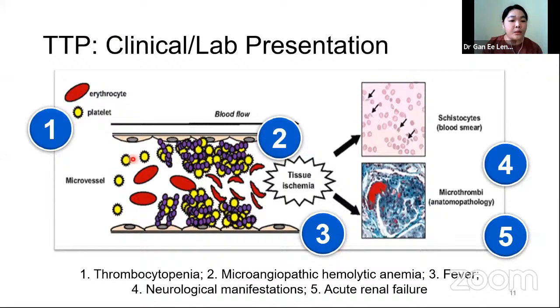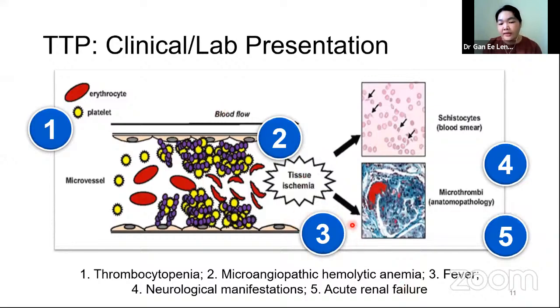Okay. So more and more pictures coming. I thought a picture paints a thousand words. Okay. So the purple color represents the ultra-large von Willebrand factors. When they are very hyperactive and sticky, they attract all of the platelets, which are yellow in color. So they form the microthrombi here. So all the platelets are being used up. This will cause the first clinical presentation, which is thrombocytopenia. When you have thrombosis at the microvessel, when the red cell is trying to flow through, it will cause red cell fragmentation. So you will have microangiopathic hemolytic anemia in TTP.